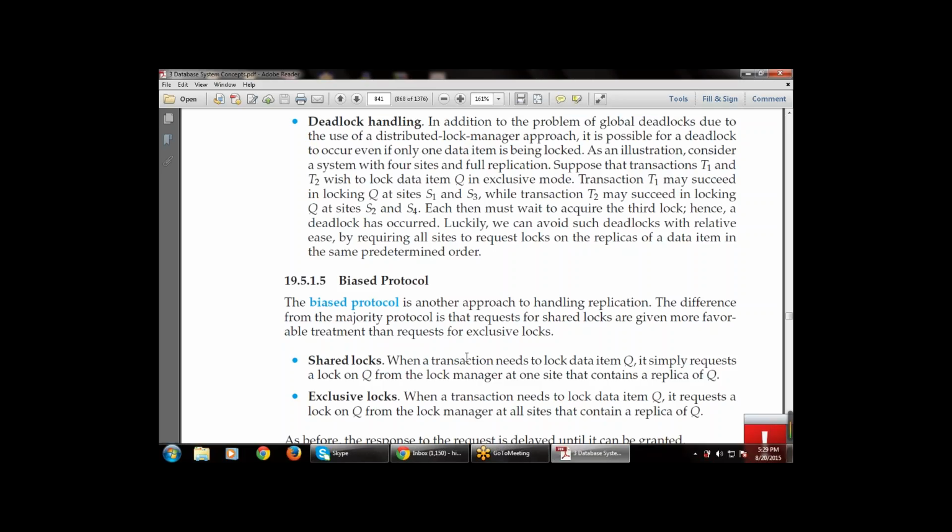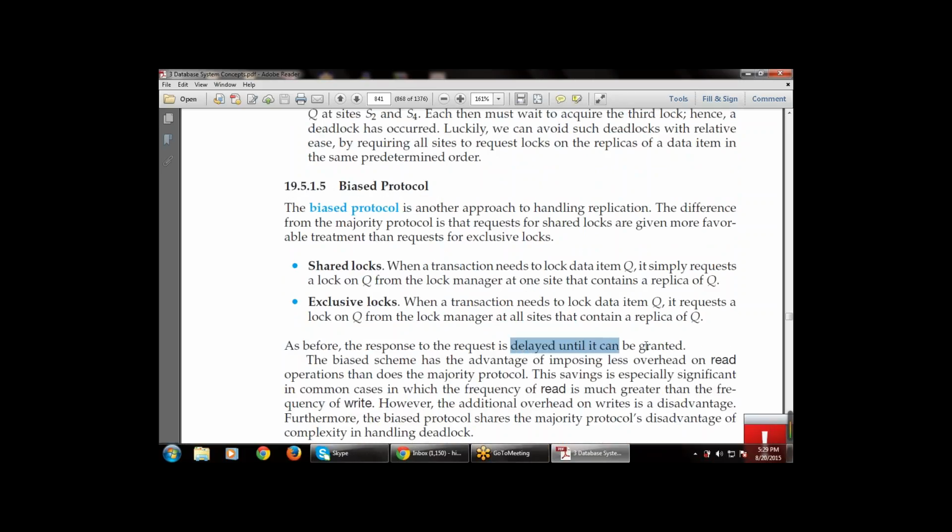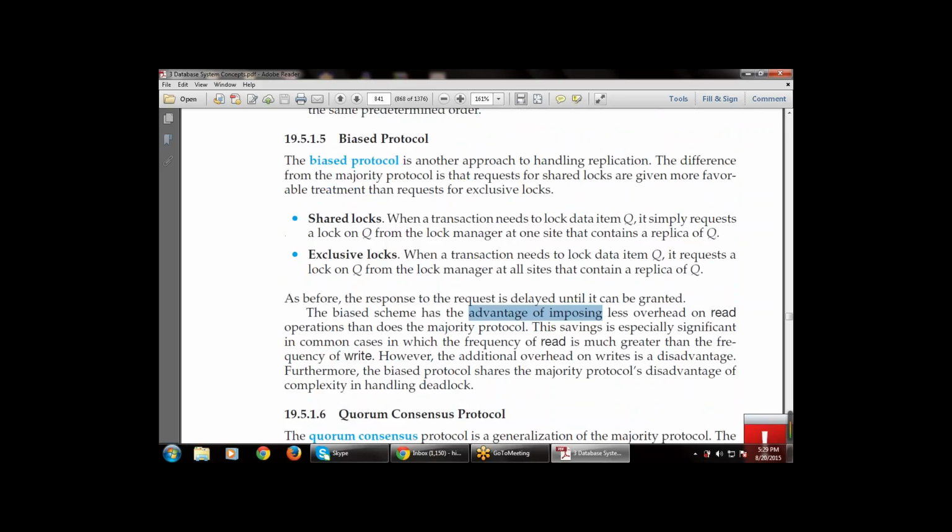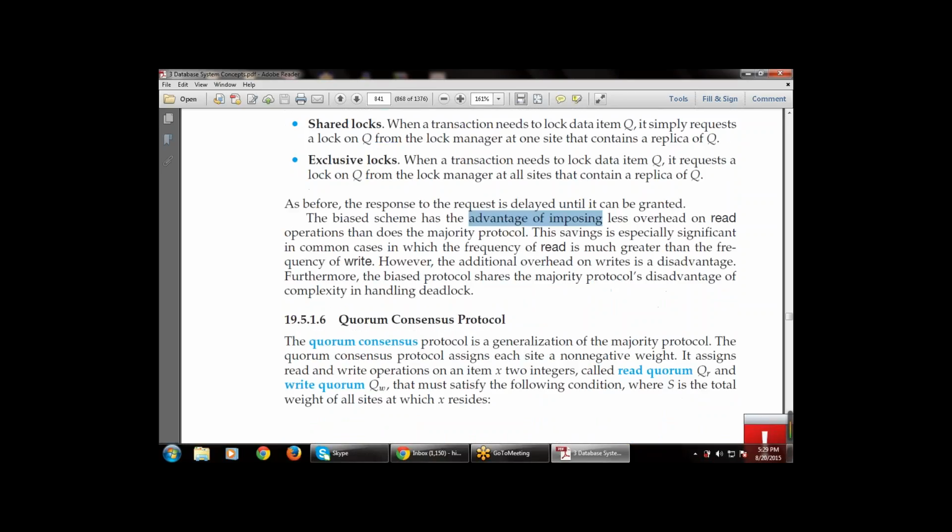When a transaction needs to lock data item Q for a shared lock, it simply requests a lock on Q from the lock manager at one site that contains a replica of Q. When a transaction needs an exclusive lock on data item Q, it requests a lock on Q from the lock manager at all the sites that contain a replica of Q. As before, the response to the request is delayed until it can be granted. The biased protocol has the advantage of imposing less overhead on read operations.